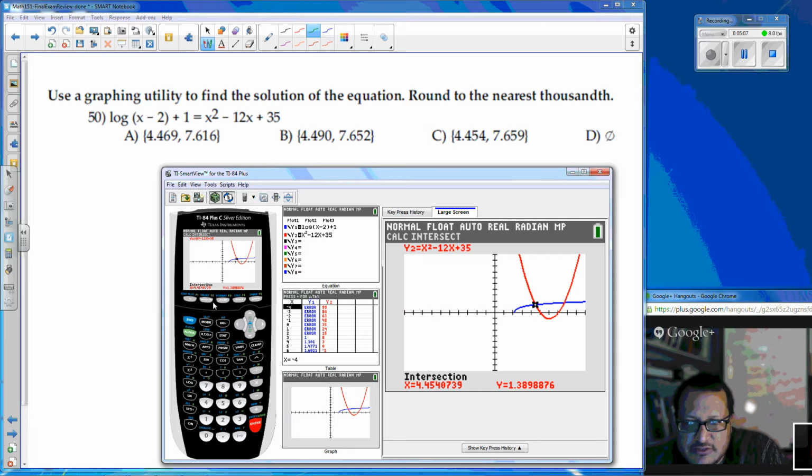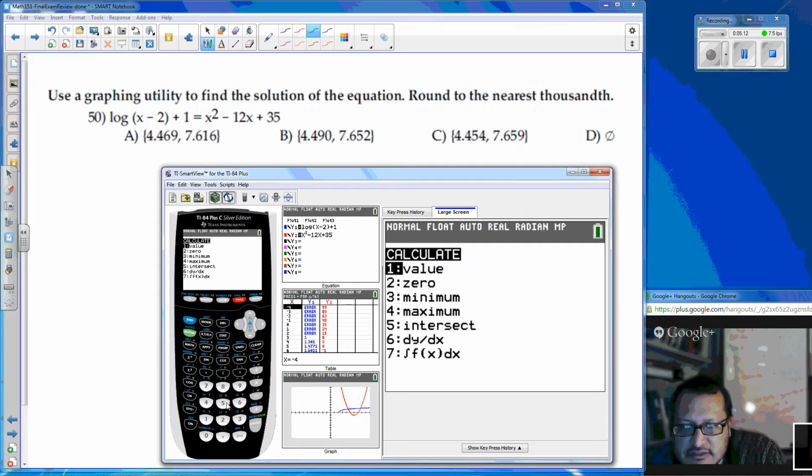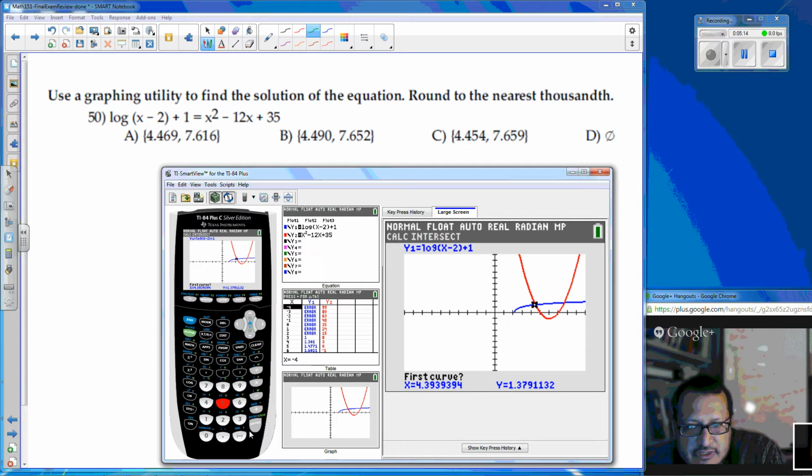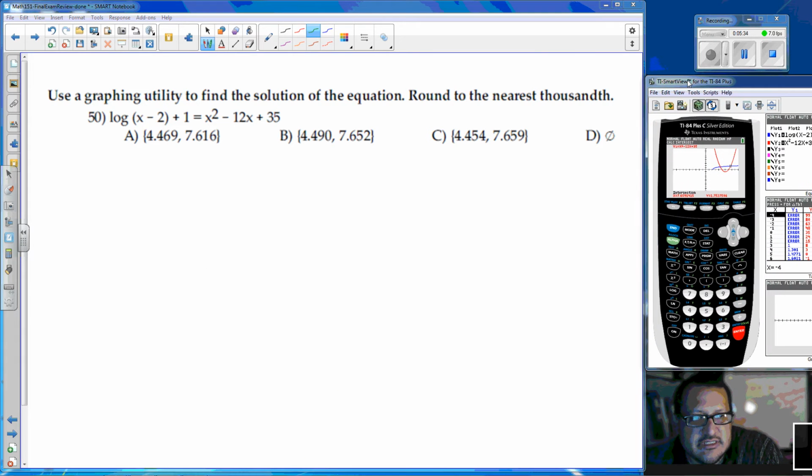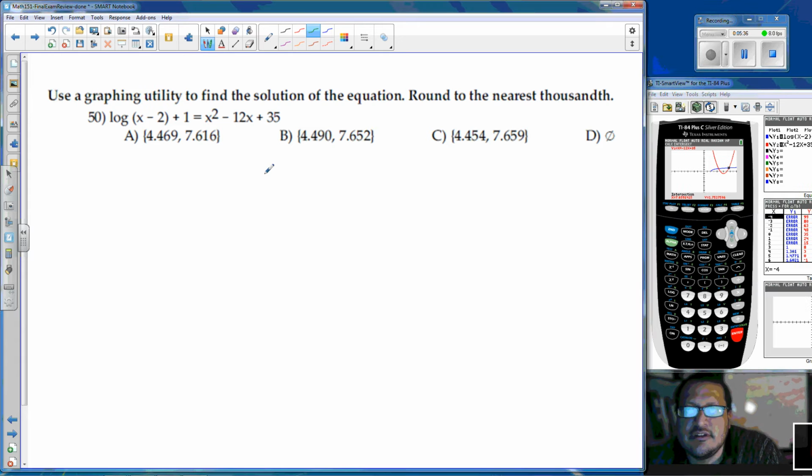Now, just to be sure, I'm going to intersect the other one. First curve is blue, second curve is red. But I'm going to guess that the answer is somewhere over here. Now, who wants to guess that the answer is going to be 7.659? 7.659. So C is indeed our answer, and this was all done using the intersect on the graph. So this is our answer.